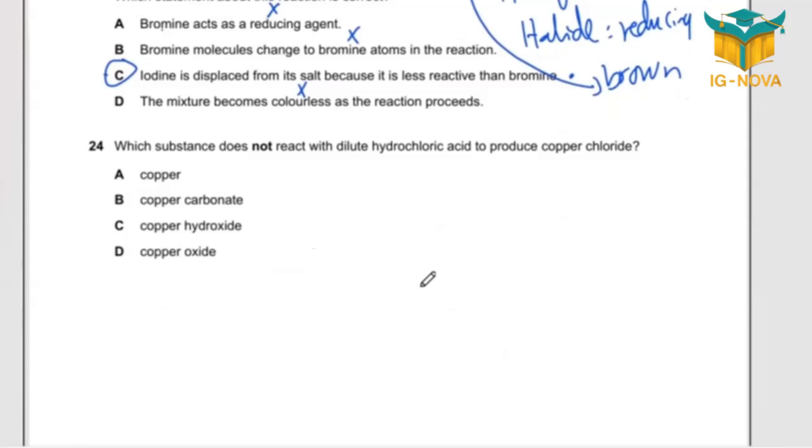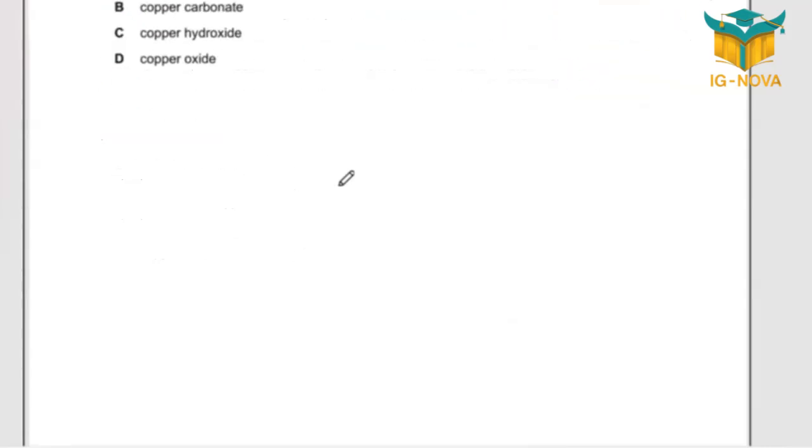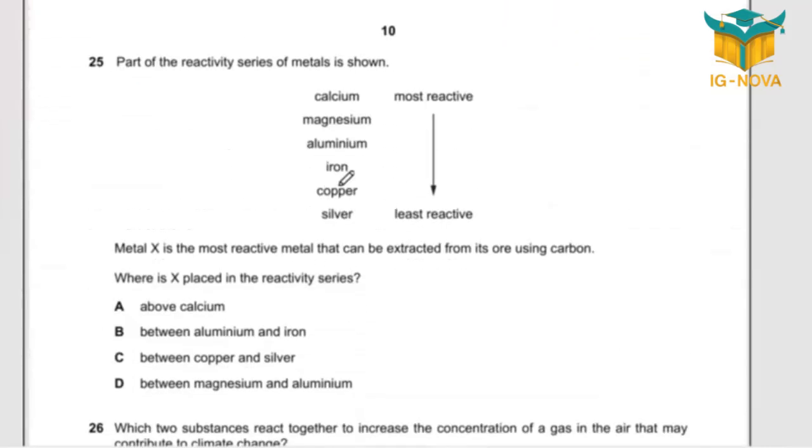Which does not react with dilute hydrochloric acid to produce copper chloride? Surely copper, because copper is less reactive than hydrogen. Easy question. Almost done. I think last page.